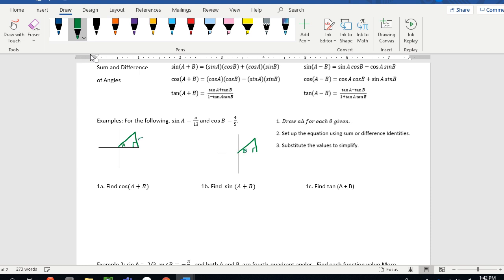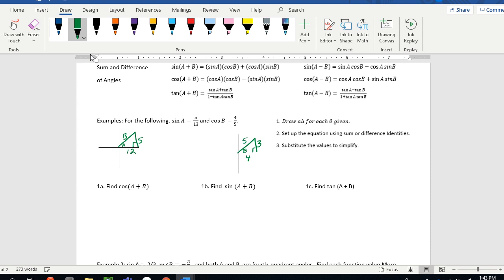Sine of angle A is 5/13. Do the Pythagorean theorem. I'm not going to take the time to do this. You can do it and see that this is a Pythagorean triple. It really is. Cosine is 4/5. When 5 is the hypotenuse, this is a 3-4-5 triangle, as long as I have a 3 or a 4 on one of the legs.